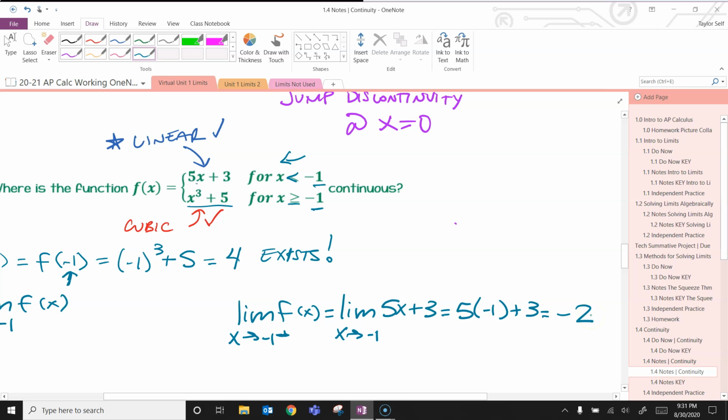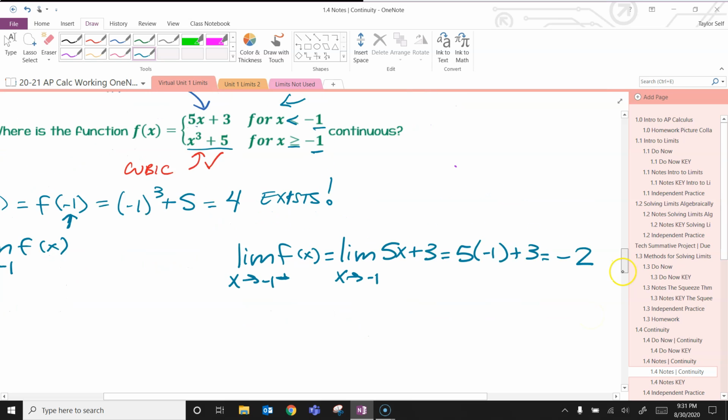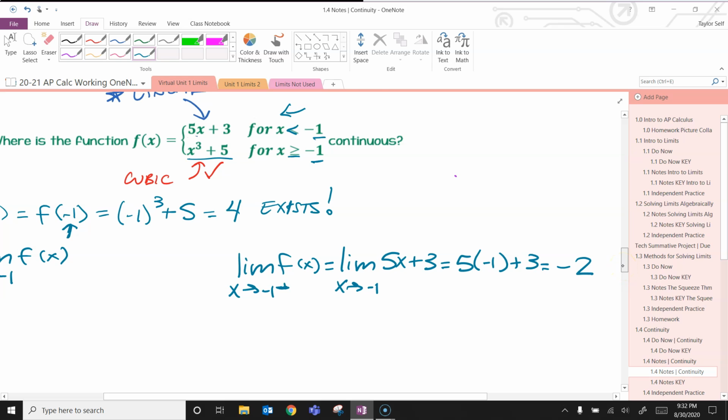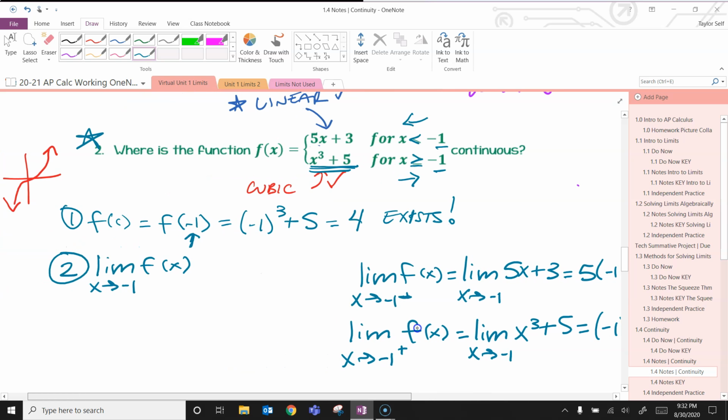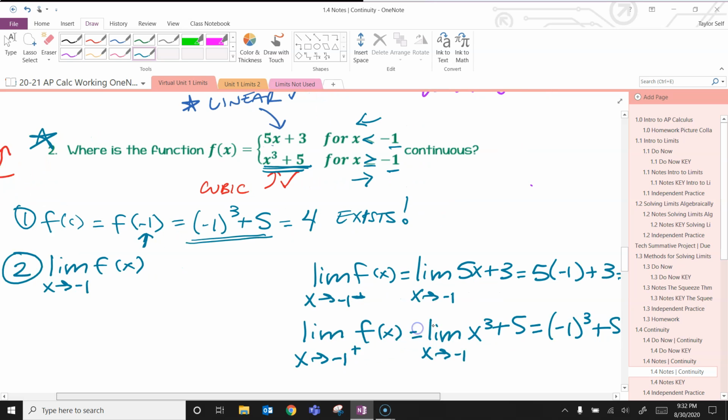Now let's check the limit from the right, or of the right piece. Limit as x approaches -1 from the right of f of x equals the limit as x approaches -1 of the right-hand piece, that arrow is pointing to the right, so we're going to plug in x cubed plus 5 for the right-hand piece. And because this is a continuous function, we are allowed to substitute, so we get -1 cubed plus 5. Didn't we already do that? -1 cubed plus 5? Yeah. So we know that's 4.